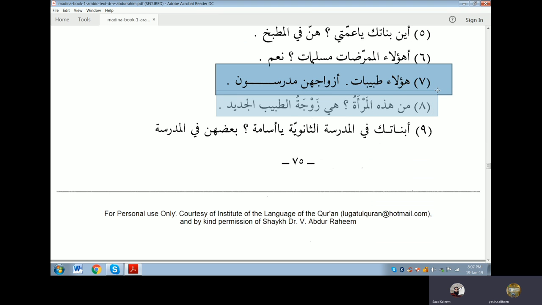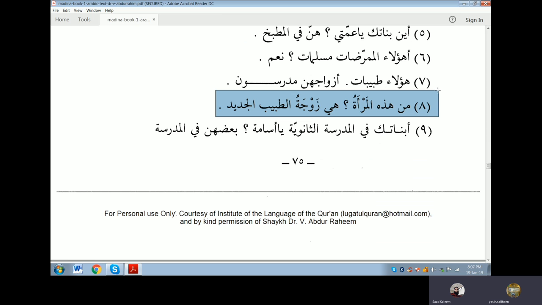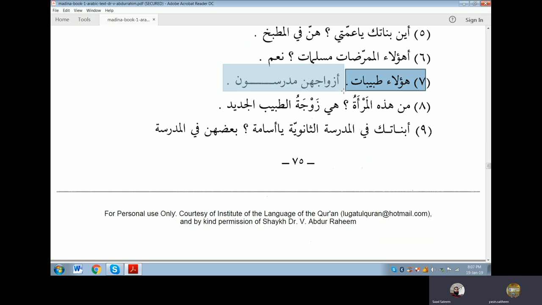Okay. So it's saying that these are female doctors, and their husbands are teachers. Here we have two sentences. These are female doctors. These are lady doctors. Their husbands are teachers. Okay, and their husbands are teachers.